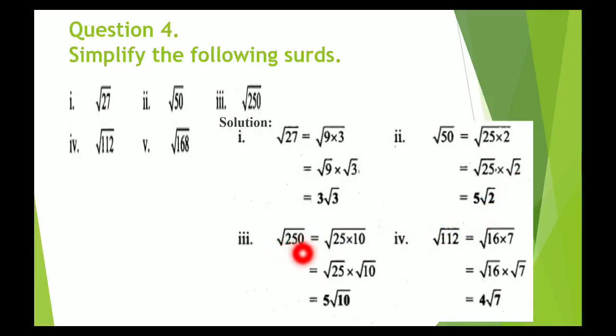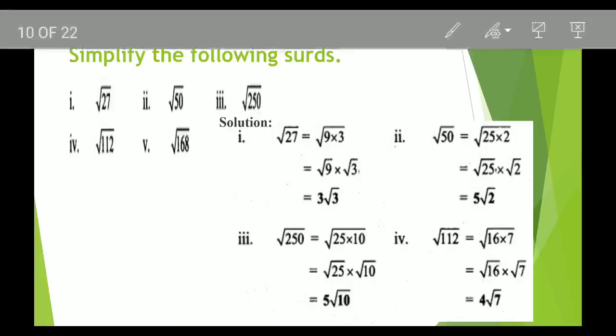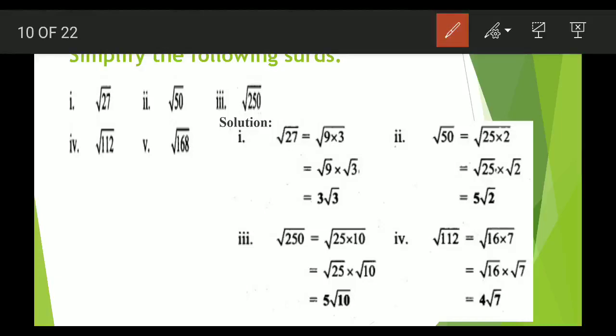Next is square root of 250. 250 can be written as 25 into 10. 25 into 10 can be written as square root of 25, square root of 10. Square root of 25 is 5 and the square root of 10 will be root 10. So therefore answer is 5 root 10.